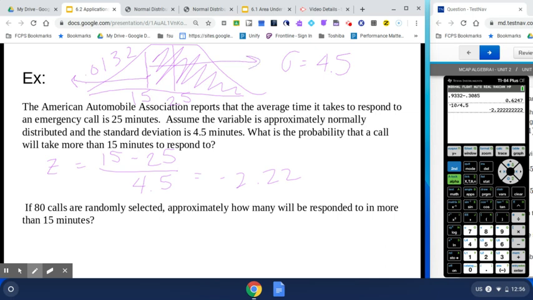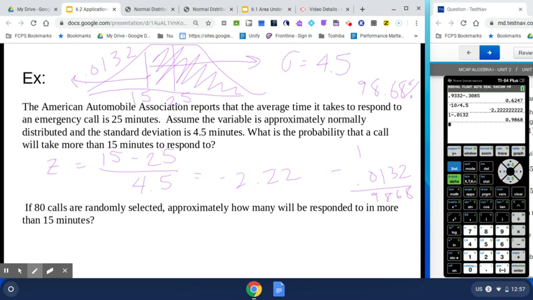So thinking back to that last lesson, I'm going to have to subtract this area from 1 to get the area of that shaded region. So if I do that, 1 minus the 0.0132 will give me an area of 0.9868. Or if I turn that into a percentage, 98.68% of calls will be answered in 15 minutes or more.